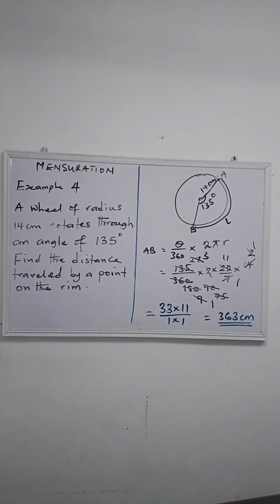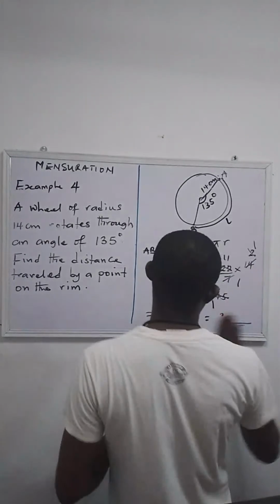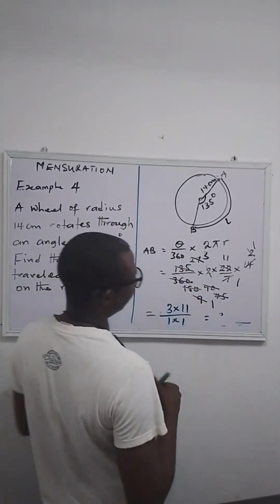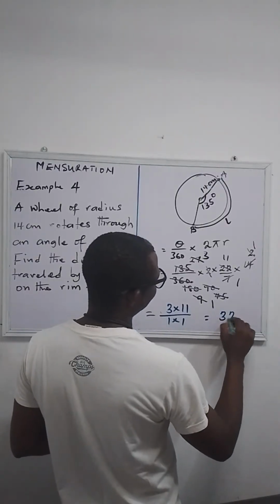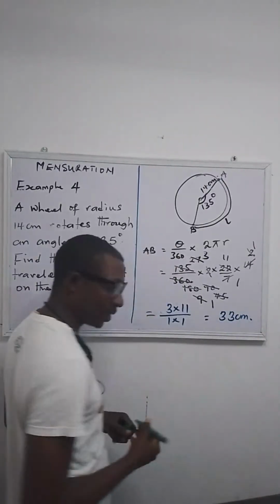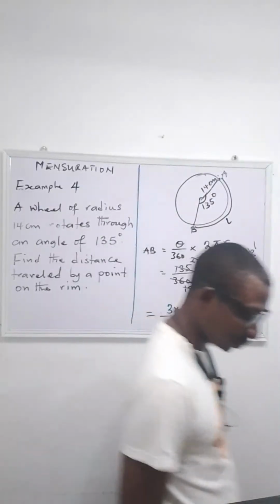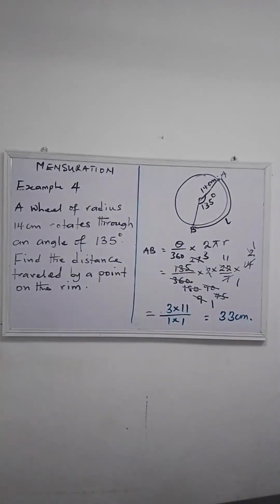It should be 3 times 11 and not 363. Okay, I think I can see that. So that means we have 33. All right. Thank you for that. So that is 33 centimeter. So we have 33. So that's going to be 33 centimeter.